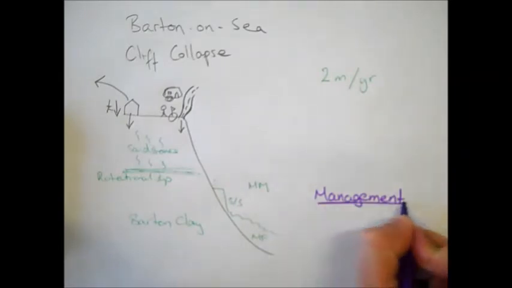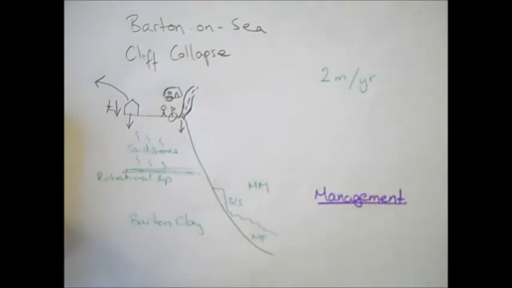It's unlikely that you're going to be asked a specific example of how management has been used at Barton, but the stuff that we learned about hard and soft engineering obviously ties in very well with cliff collapse. And so we've got strategies such as creation of seawalls, an example of a hard engineering strategy.